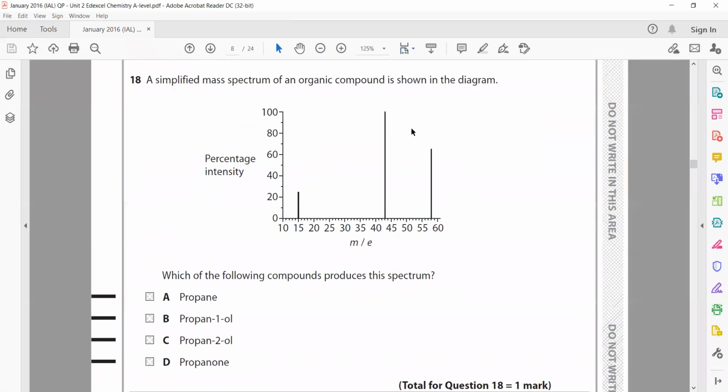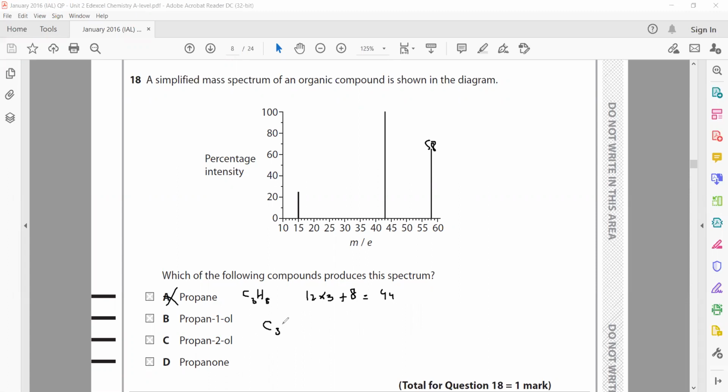A simplified mass spectrum of an organic compound is shown. Which of the following compounds produces this spectrum? Here the molecular ion peak is at 58, so we just have to check which one has a molecular mass of 58. Propane is C3H8, so 12 multiplied by 3 is 36 plus 8, that equals 44. So this cannot be propane.